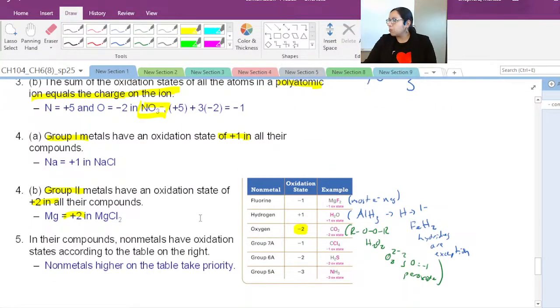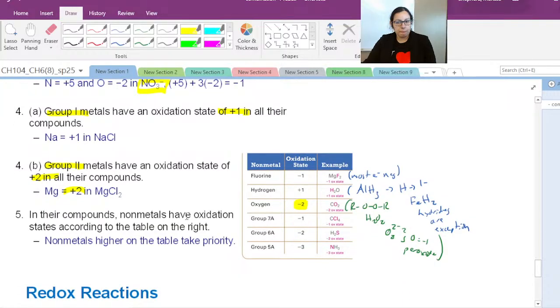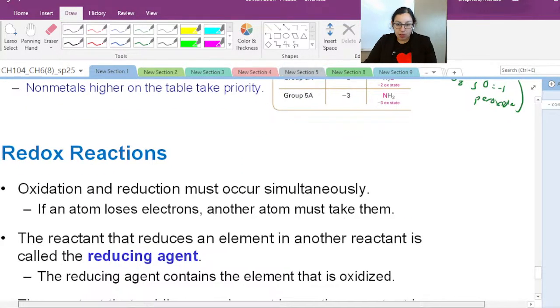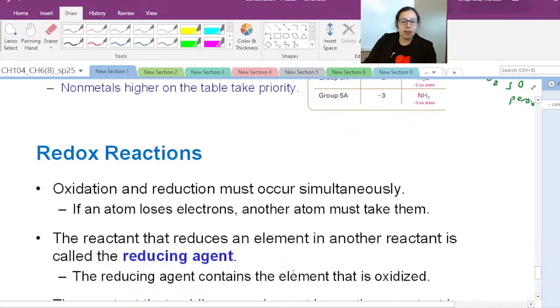Questions on those rules? Yeah, not the most exciting thing, although redox reactions themselves are exciting.